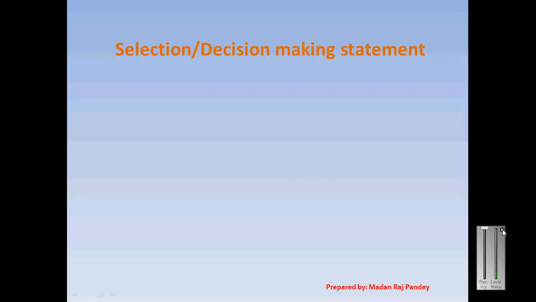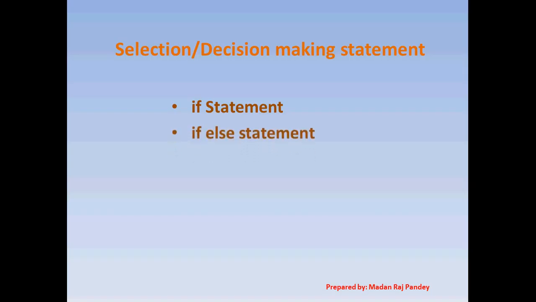Okay, class. Today we are going to discuss the selection statements in C. Basically, there are four types of selection statements or decision-making statements in C. The first one is known as the if statement, and we have the if else statement. Similarly, we have the if else if statement, and then the switch statement. We are going to discuss each one of these in detail.